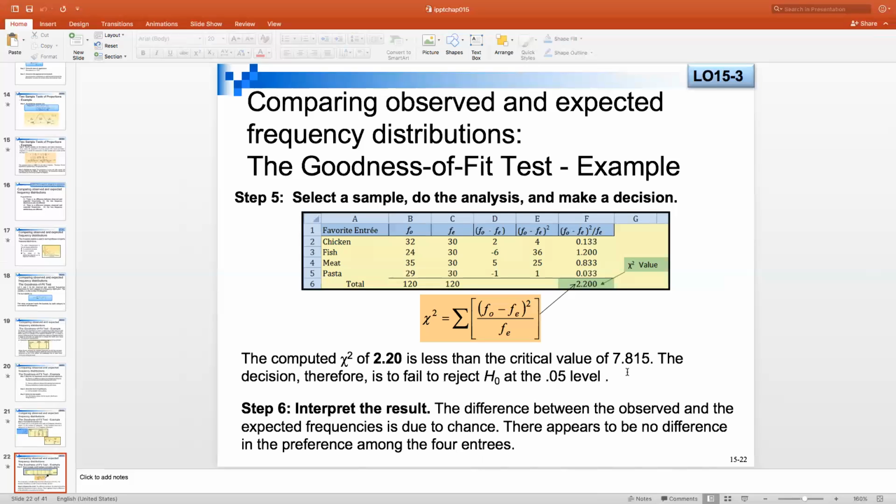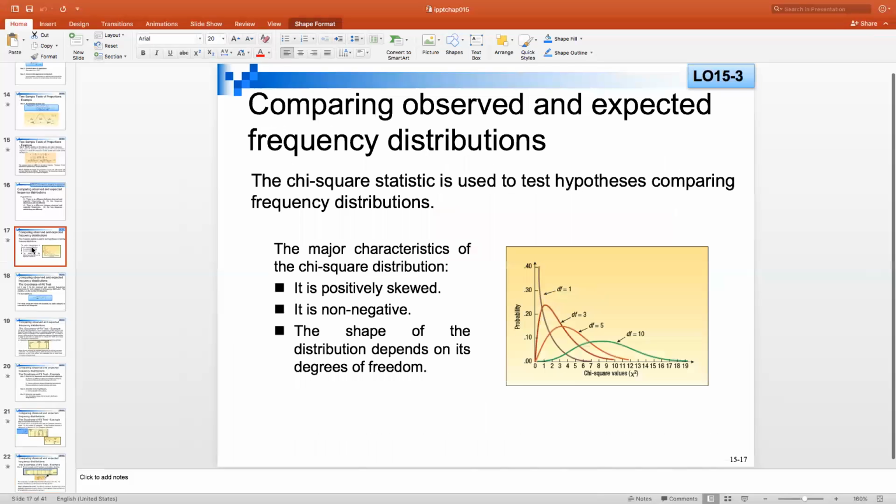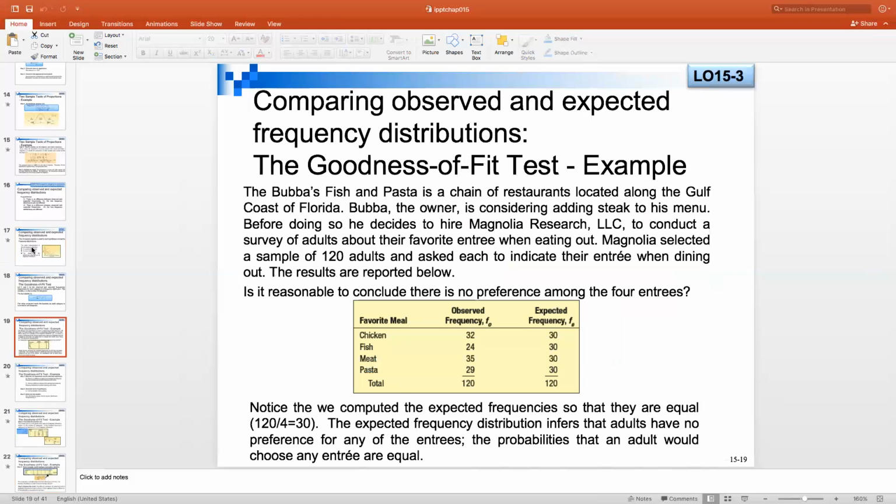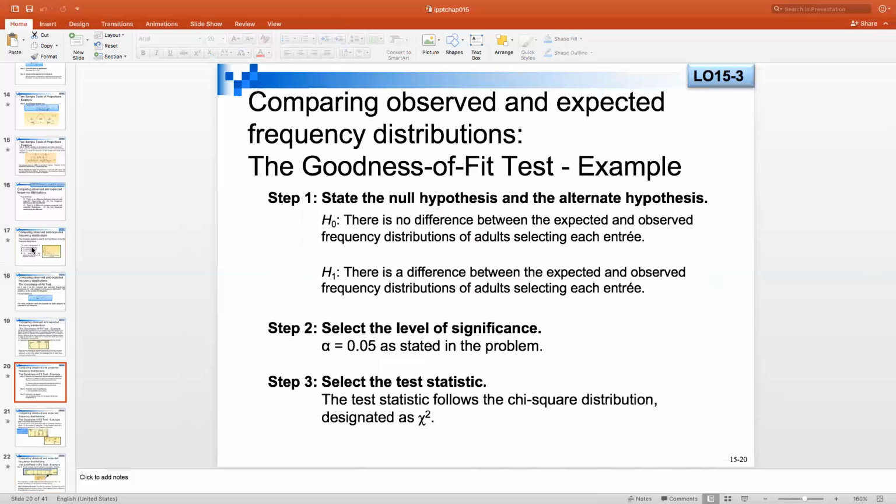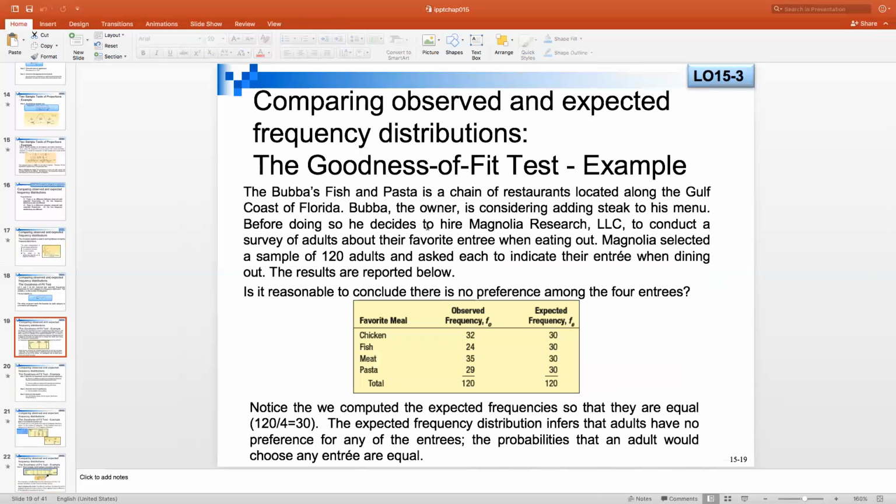And because it does not fall in the rejection region, the decision is to fail to reject H0. We always ask ourselves, what was the H0 again? And we go back to the original question. H0 was that there's no difference between the expected and the observed. There is no difference, which means these two columns of data are effectively the same.